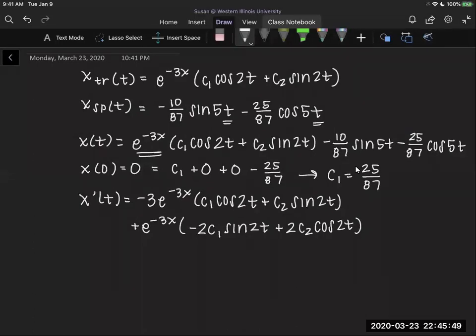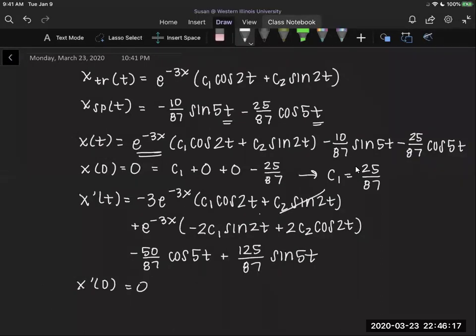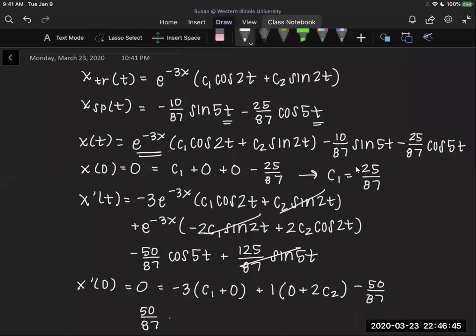And now taking the derivatives of the last two terms, I get a negative 50 over 87 cosine 5t plus 125 over 87 sine 5t. Now, the initial condition I'm going to use here is that x prime of 0 is also 0. So when I look up here, all of these sine terms are going to go to 0. The exponentials go to 1, so I get a negative 3 times C1 plus 0, and then plus 1 times 0 plus 2C2, and then minus 50 over 87.